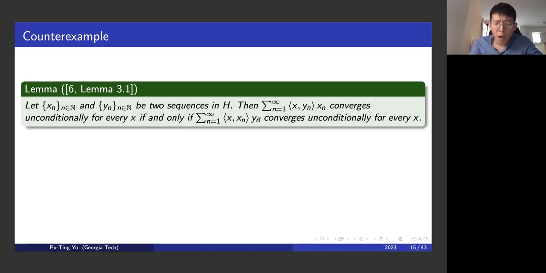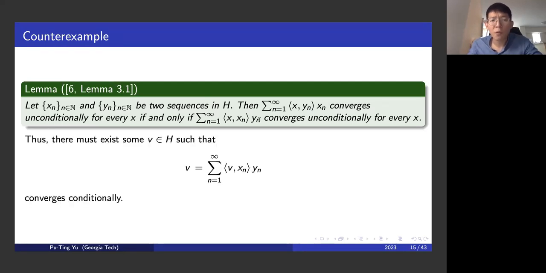So because of the counterexample we just constructed, we know there must exist some element v in H such that the sum of yn multiplied by the inner product of v and xn converges conditionally. And because the yn we constructed in our counterexample is also a synthesis pseudo-dual, this yn also gives us a counterexample for the case of synthesis pseudo-dual. So that being said, it's not realistic to expect every frame to have an unconditionally convergent reconstruction formula for every alternative dual and every synthesis pseudo-dual and for every x in H.